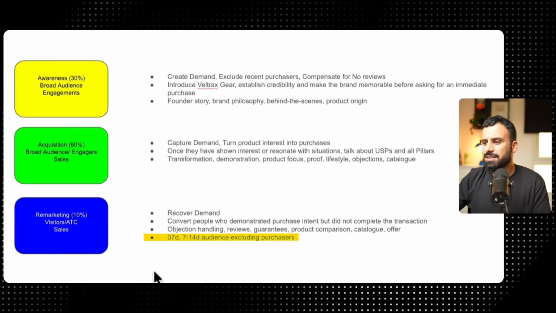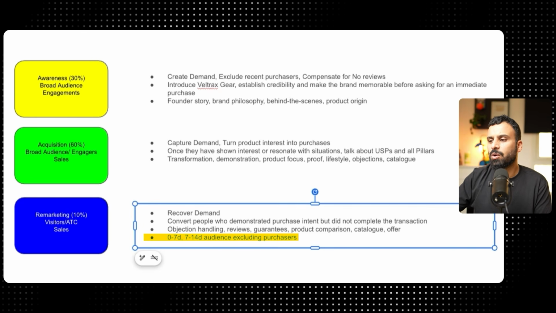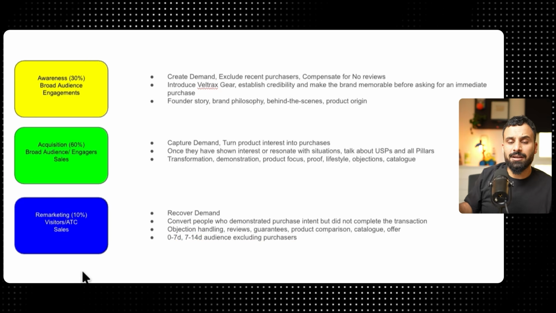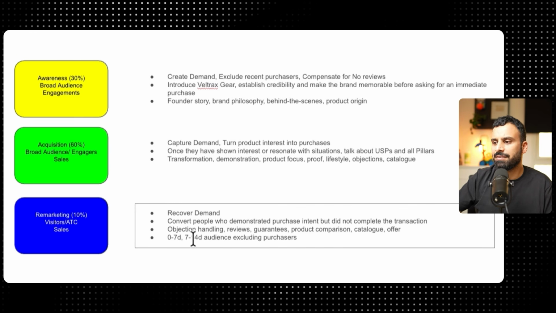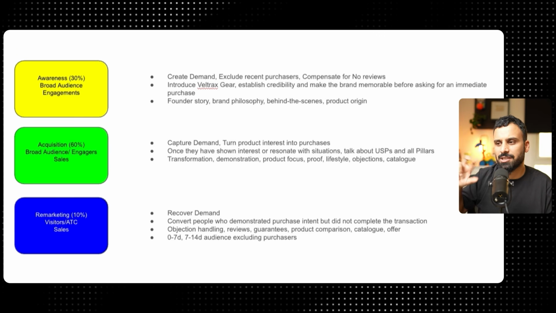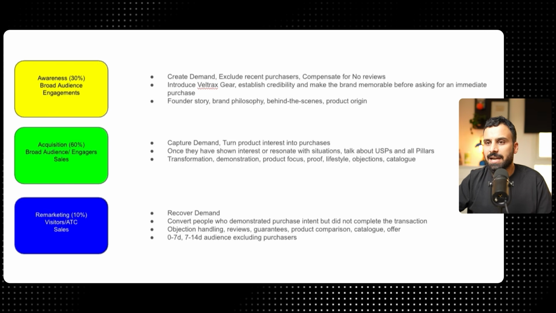We'll target different audiences. For this kind of brand, 0 to 7 day audiences, we'll target only people who have visited or added to cart in the last 7 days. And then the other one is 0 to 14 days or 7 to 14. And then we'll see which audience is resonating more. And then accordingly, we will finalize our remarketing strategy basically.